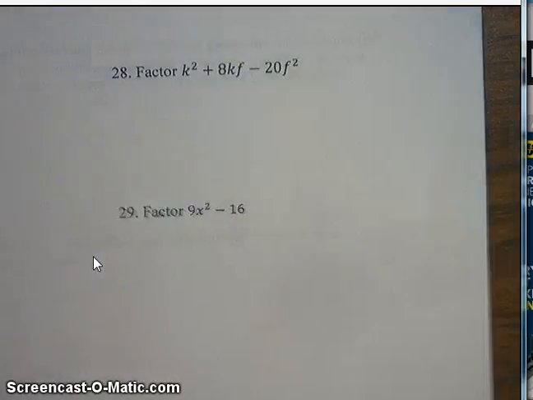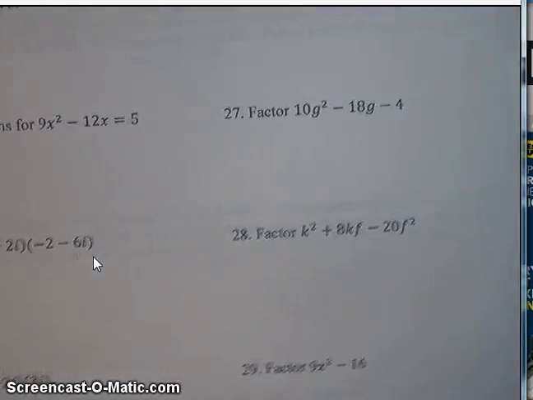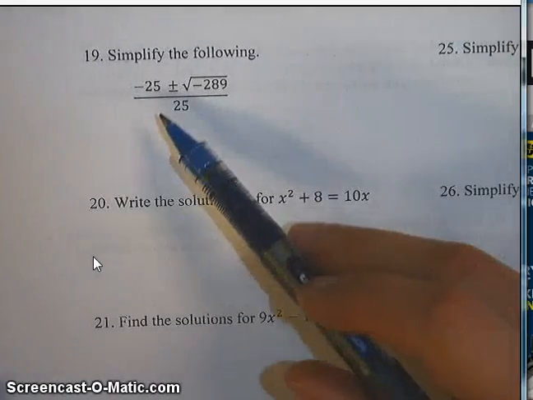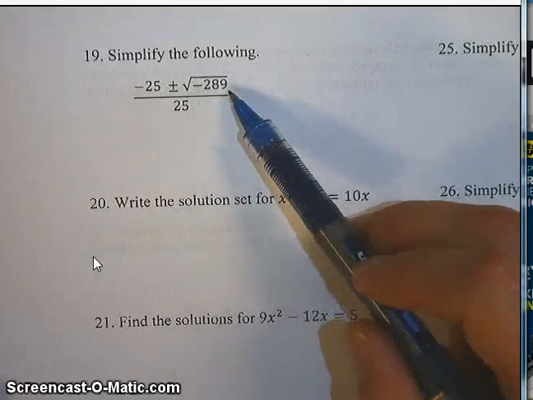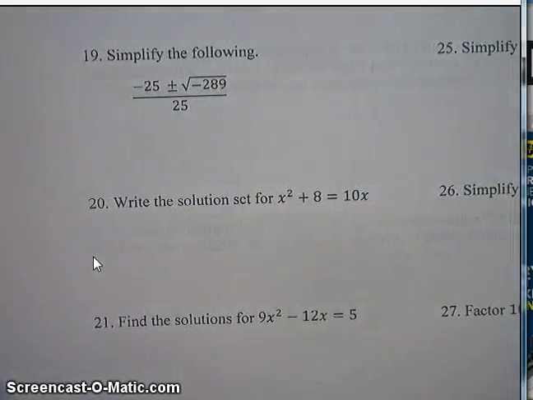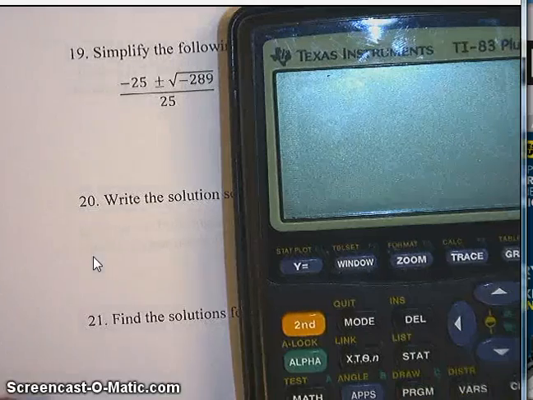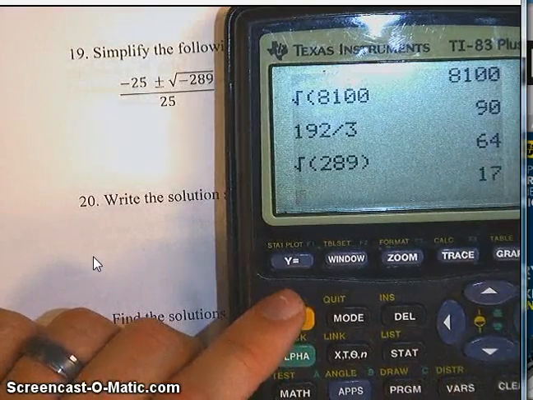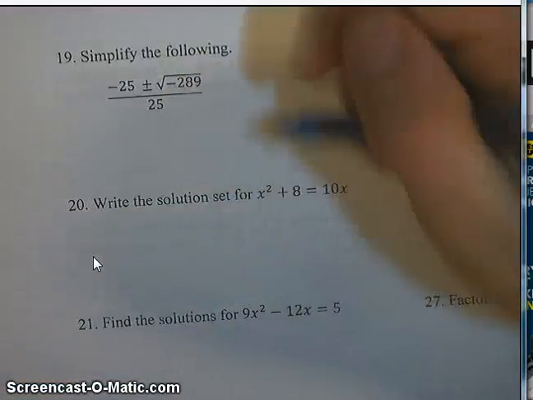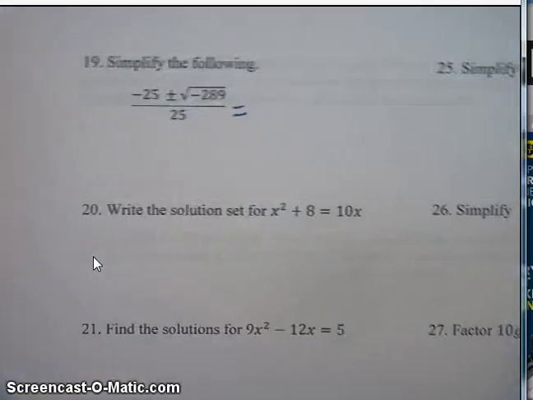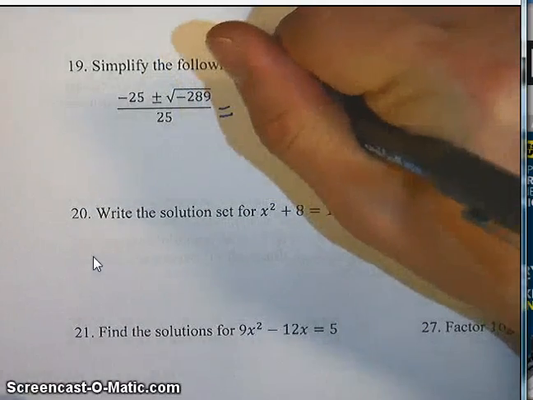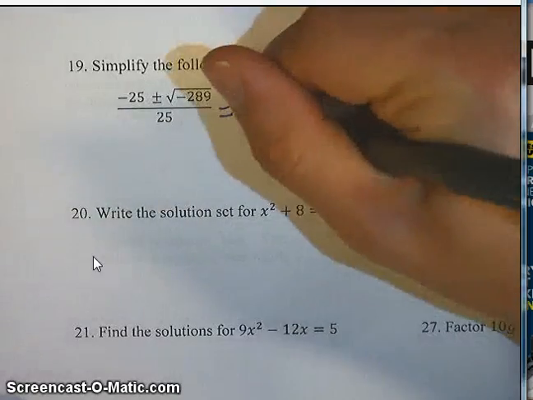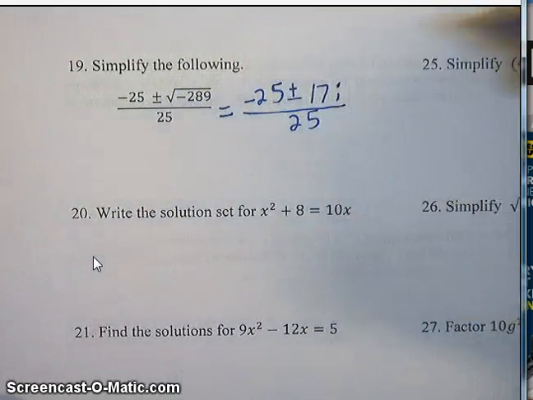All right, let's move on to the third page. Number 19 here. Simplify the following: -25 plus and minus the square root of -289 divided by 25. I want to start by looking at the square root of 289. Let's just see if that's a pretty number. And it is, it's 17, which means I can rewrite this thing as -25 plus and minus the square root of 17i divided by 25.